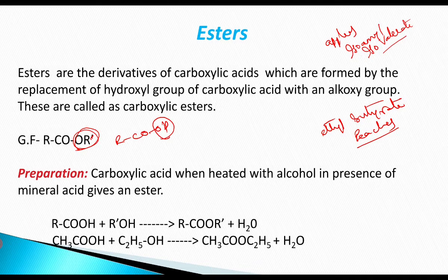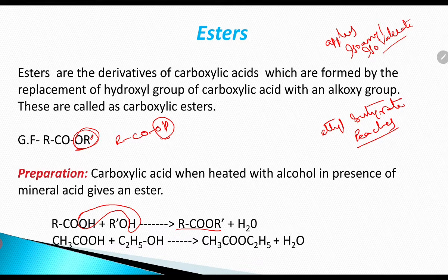Let us see the preparation. Carboxylic acid, when heated with alcohol in the presence of a mineral acid, gives an ester. Carboxylic acid is RCOOH. When reacted with alcohol, that is ROH, H2O is lost and RCOOR' is obtained, that is, the ester.